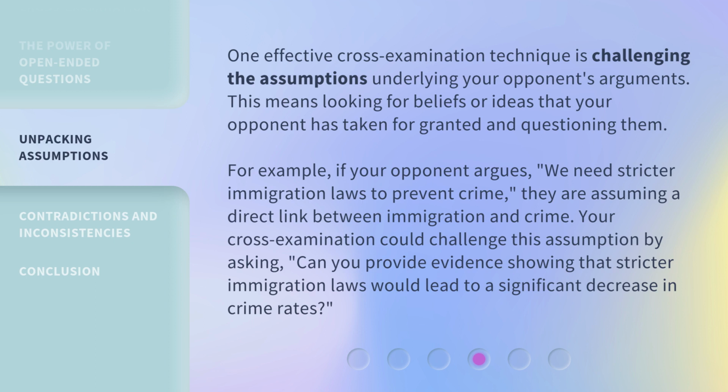For example, if your opponent argues, "We need stricter immigration laws to prevent crime," they are assuming a direct link between immigration and crime. Your cross-examination could challenge this assumption by asking, "Can you provide evidence showing that stricter immigration laws would lead to a significant decrease in crime rates?"